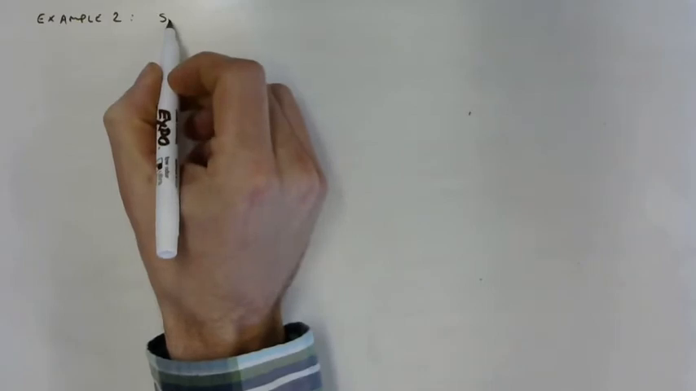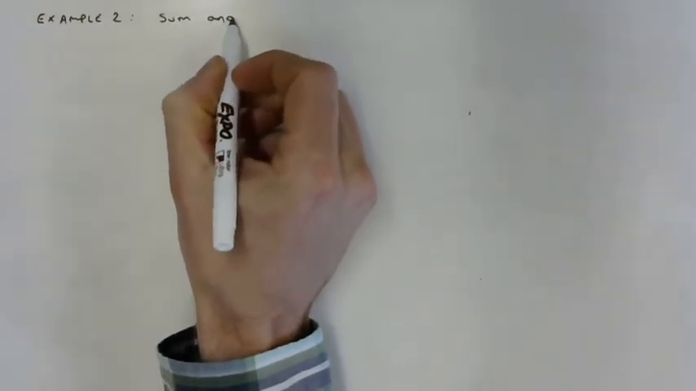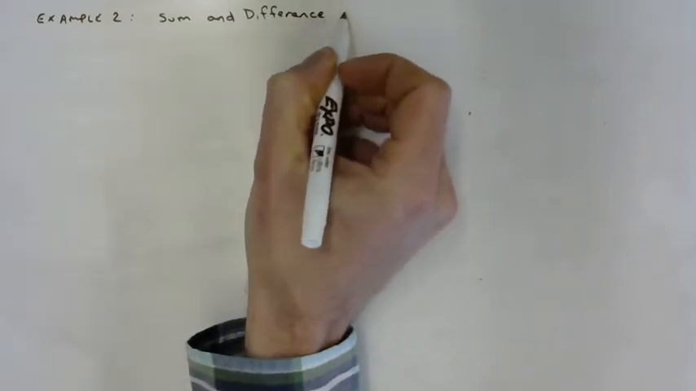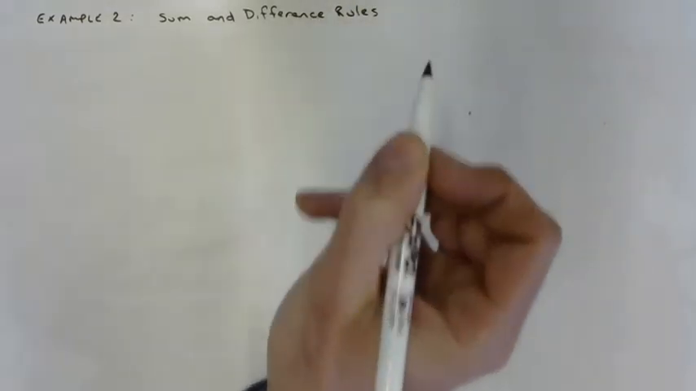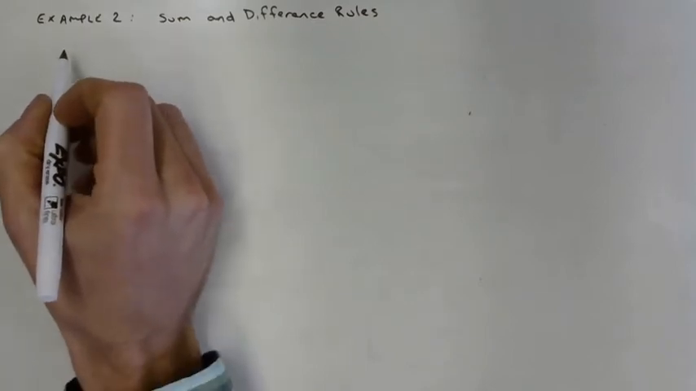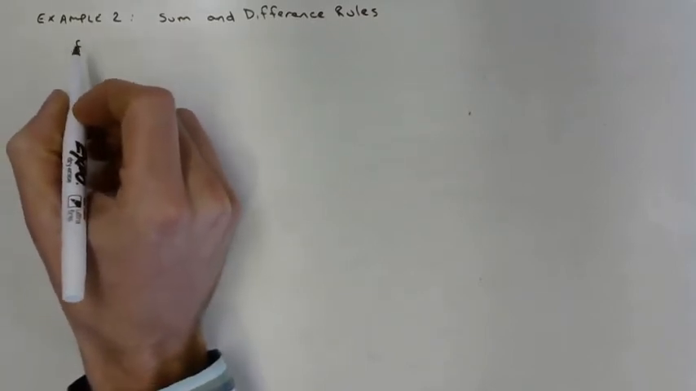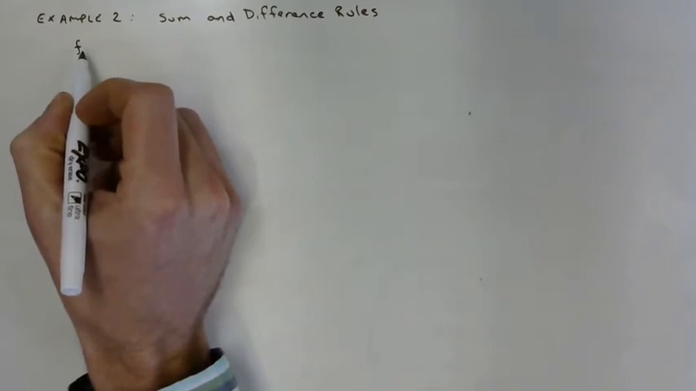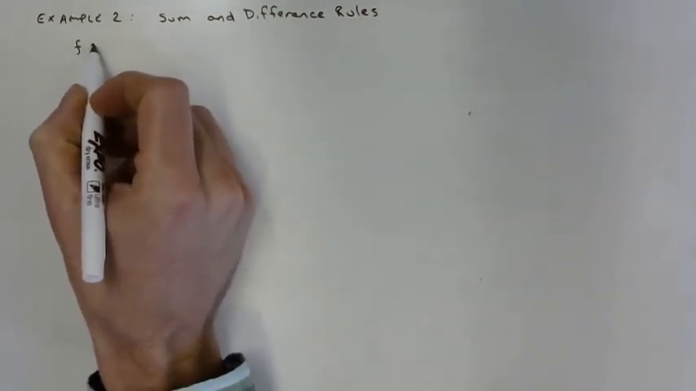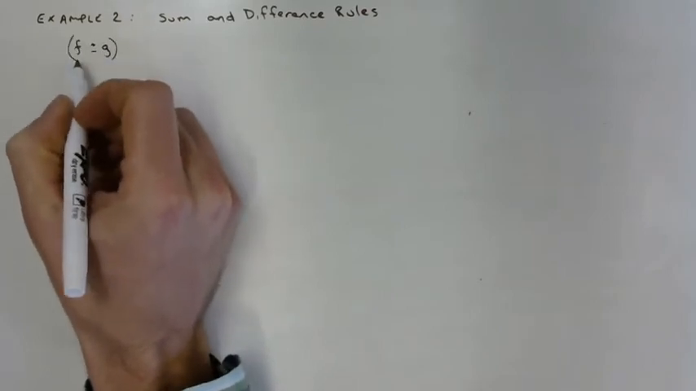Example 2. Example 2, we apply sum and difference rules. Just as a note before we begin, they state that if you have sum and difference rules, I'm just going to write what they wrote and then we'll talk about it.